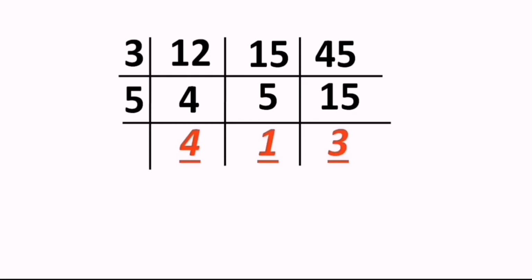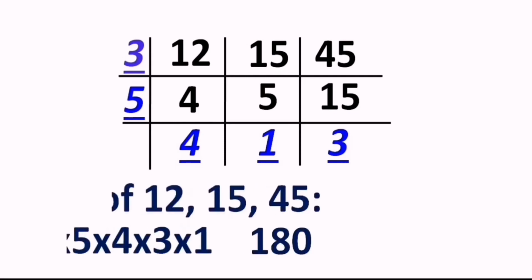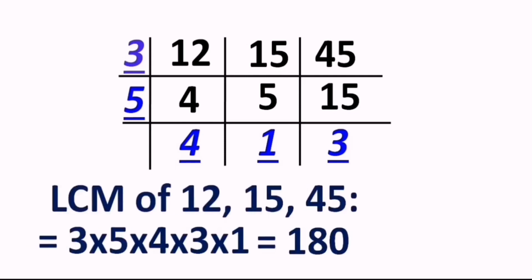That makes our answer for the LCM 3, 5, 4, 1, 3 in product form. So the LCM is 3 into 5 into 4 and so on, and that results in the answer 180. That's how we find the LCM of three numbers.